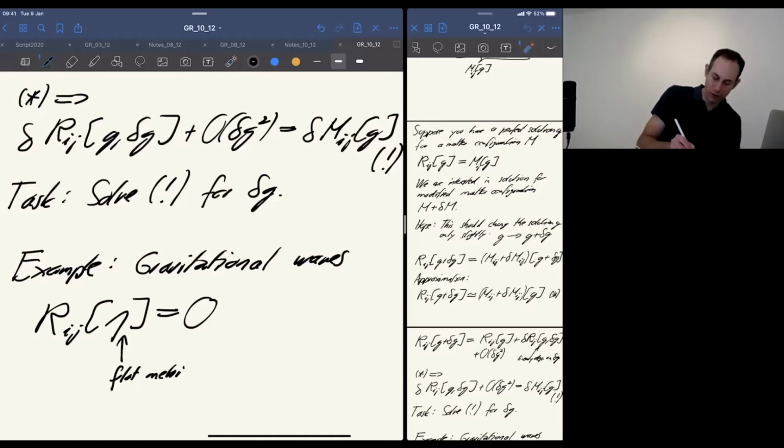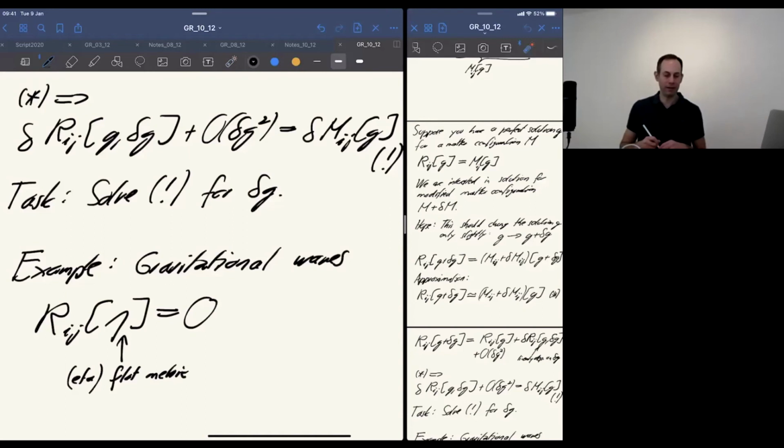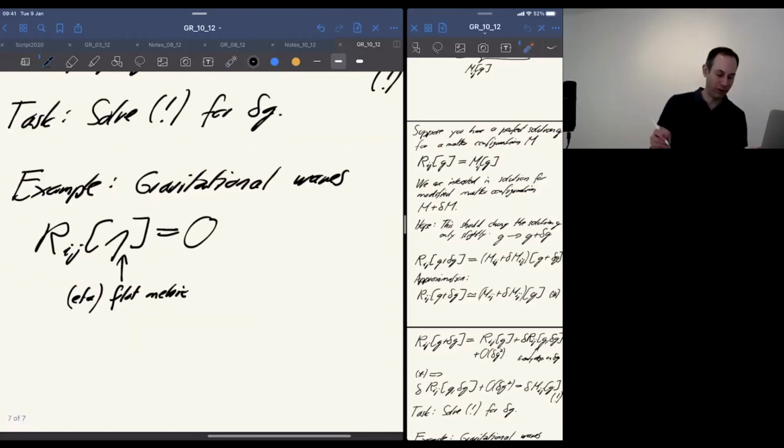I'm not very good at writing Greek letters, so this is the eta, that's the flat metric. And that's, of course, a solution of the Einstein field equations in the case where we have no matter. Now we look at perturbations around it. So in other words, what I want to do is to understand what is the curvature Rij in the perturbed case.